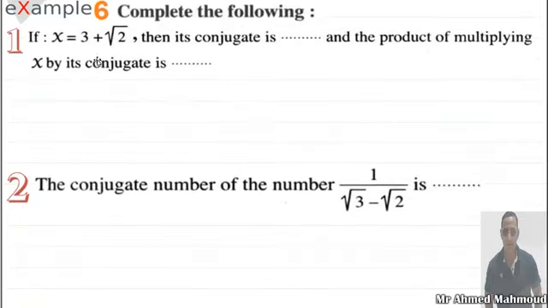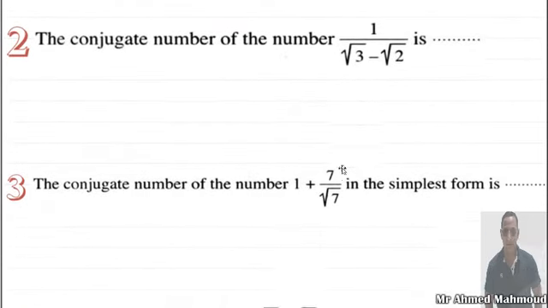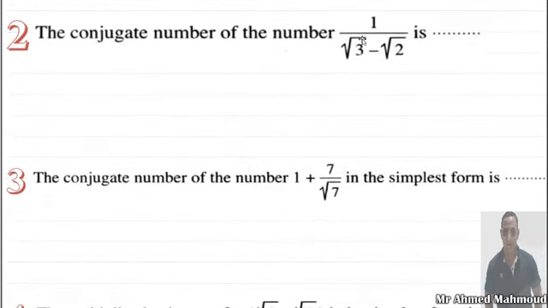Here we have x equals √3 + √2. Then its conjugate equals √3 − √2. And the product of multiplying x by its conjugate, when we multiply this one by this one, 3 times 3 equals 9, √2 times negative √2 equals negative 2, equals 7. Okay, the next one, the conjugate number of this one. First, don't try to find the conjugate in this form. First, we need to simplify this one, and then we are going to find the conjugate of this one.